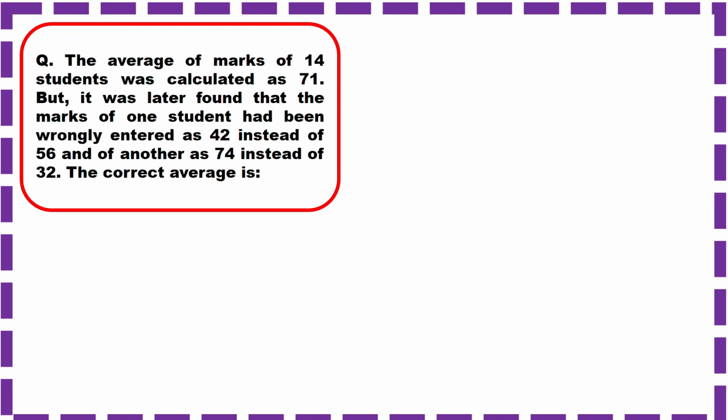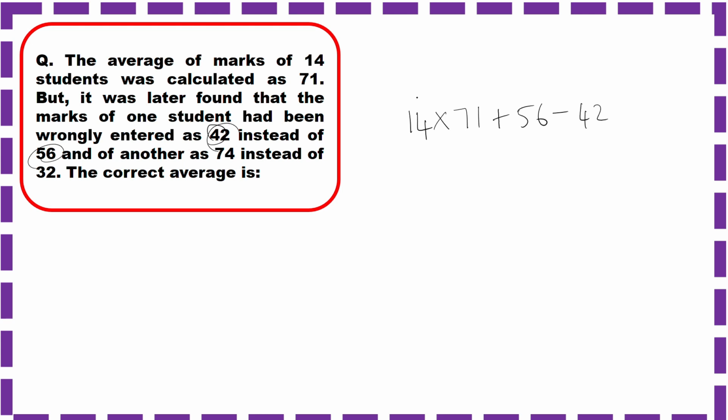The average of marks of 14 students was calculated as 71, but it was later found that the marks of one student had been wrongly entered as 42 instead of 56, and of another as 74 instead of 32. The current average is, here 14 students are there and their average is 71, so the total marks are 14 into 71, so average into number of students. Now what happens? Instead of 56, 42 was taken. So 56 must come in and we must subtract 42.